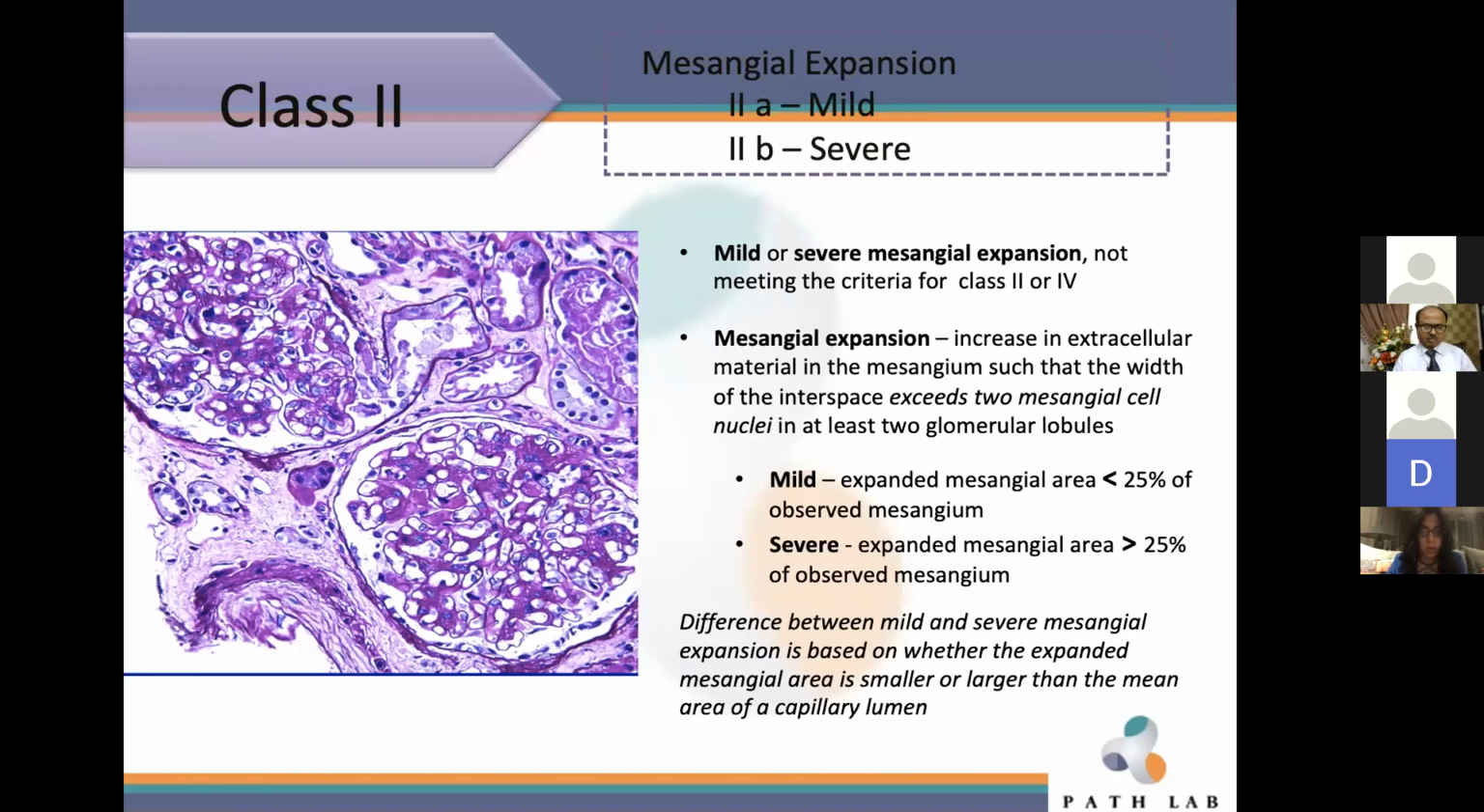semi-subjective. So we estimate either by the normal amount of mesangial matrix, which is supposed to be around the nuclei, or we compare it to the size of two adjacent capillary lumina, whichever is easier for the pathologist. And this is how we differentiate between mild and severe. We don't have a moderate criteria. Mild, if you have the expanded mesangial area less than 25%, severe if it's more than 25%.